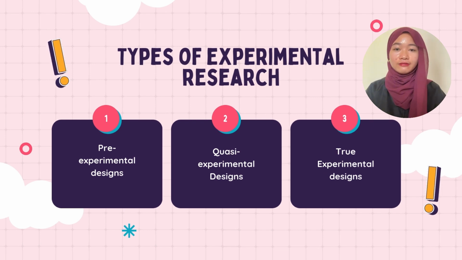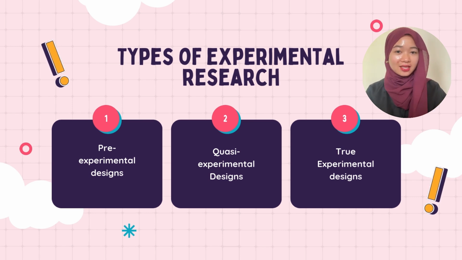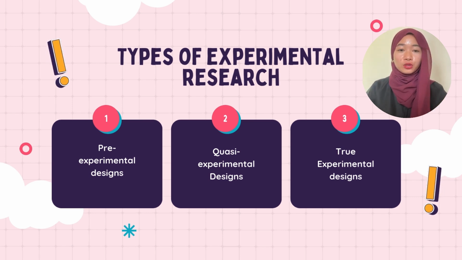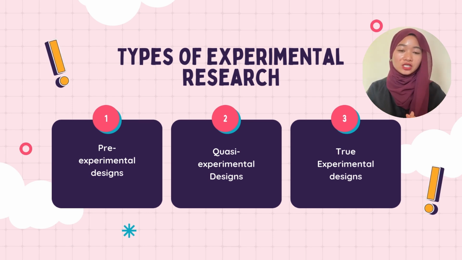And then the second, quasi-experimental. In this type, there are two groups, A and B. Both groups take a pretest. After that, Group A gets a treatment, but Group B does not. Then, both groups take a post-test. So this is how quasi-experimental research works.